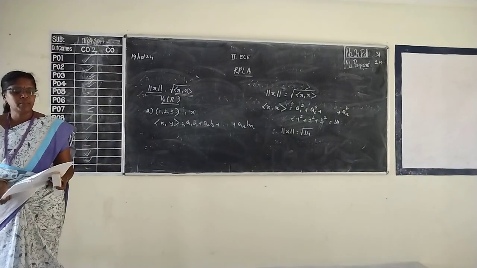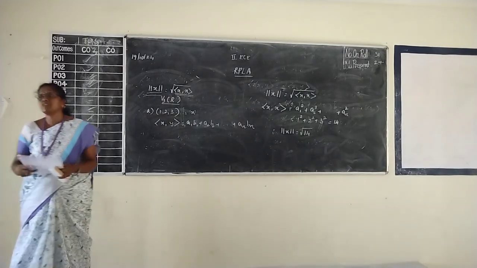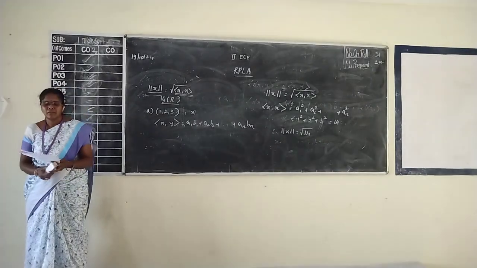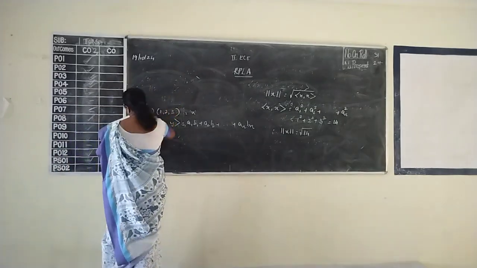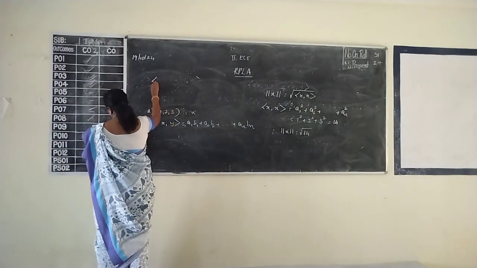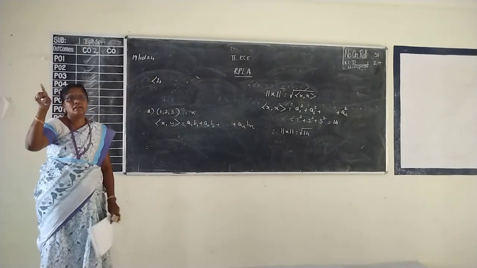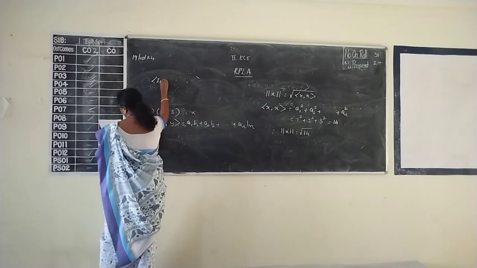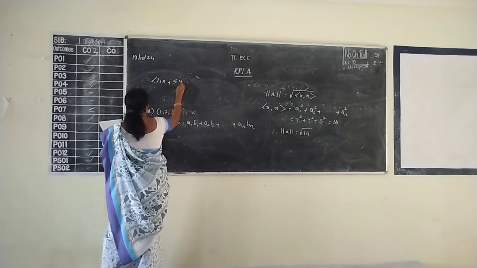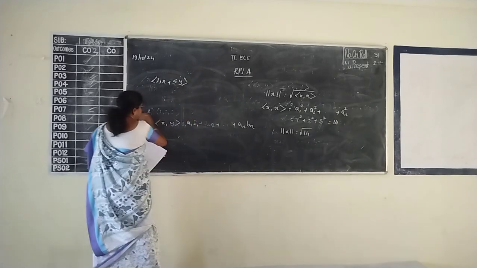How many mark question was this one? 2. Second subdivision is the same question. Second subdivision. What is the major question? Find the norm. You have to find the norm for this inner product. So 4x plus 5.